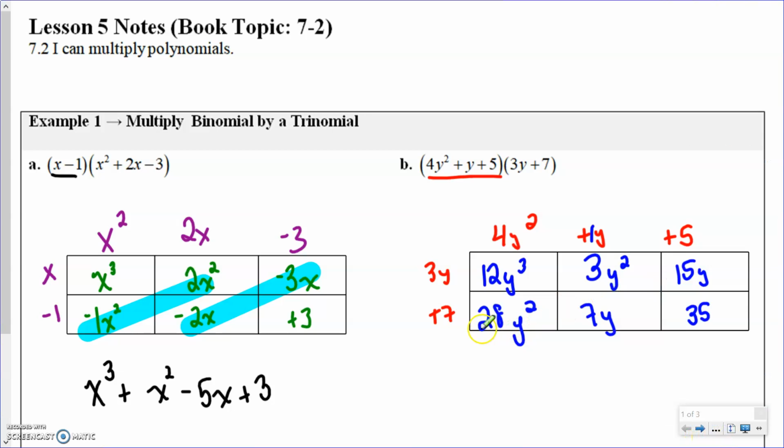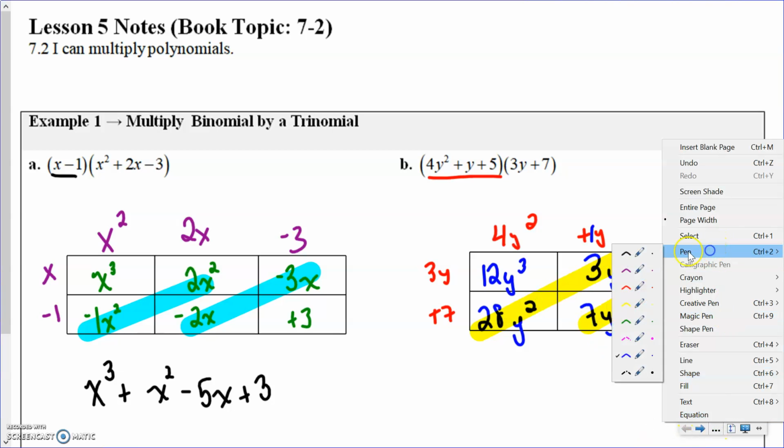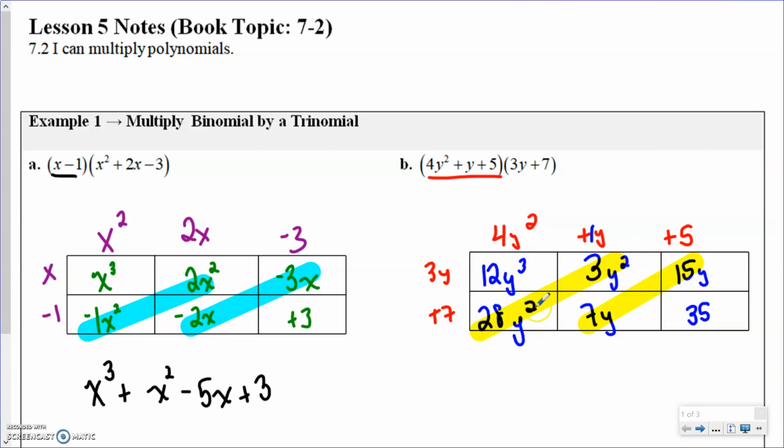Again, combine your like terms, typically on the diagonal, and simplify. So I'm going to go back while I'm doing this. 2 very common mistakes that students make is with their exponents when they're multiplying and when they're combining like terms. So when we multiply, we have to make sure we change our exponent. When we're adding or subtracting, we do not change our exponents. Okay, so bringing my 12x to the third down, and then combining 28 and 3 to get 31y squared. And then combining 7 and 15 to get 22y, and then bringing down our 35.